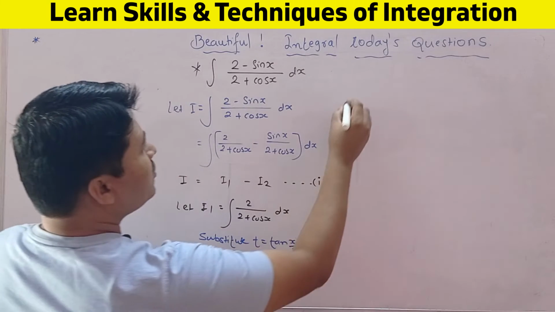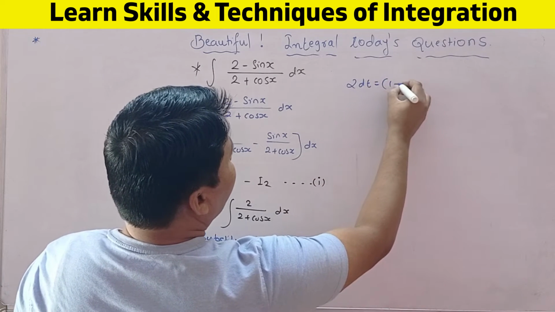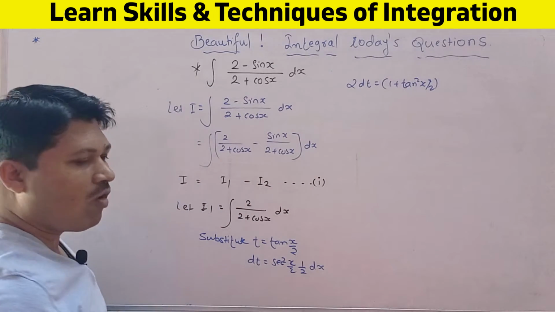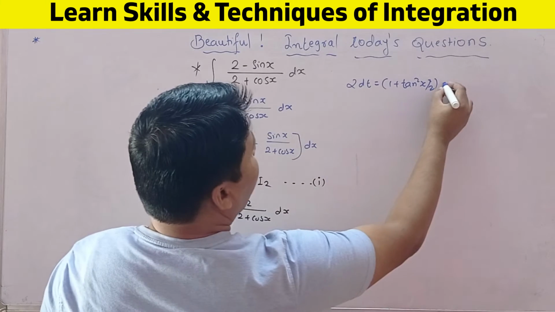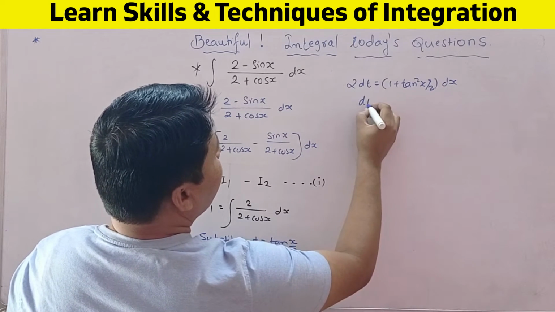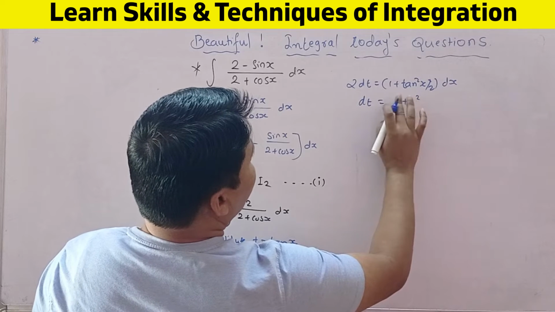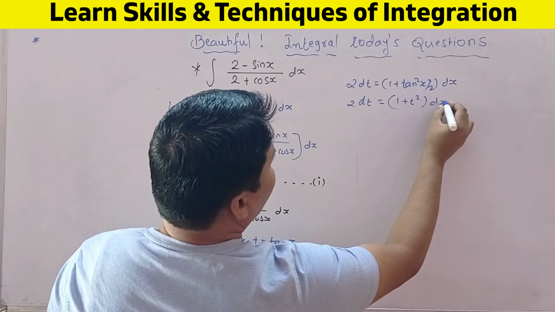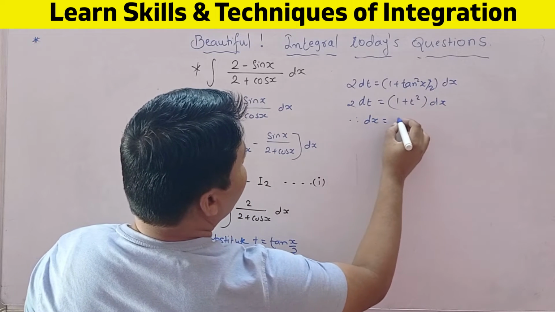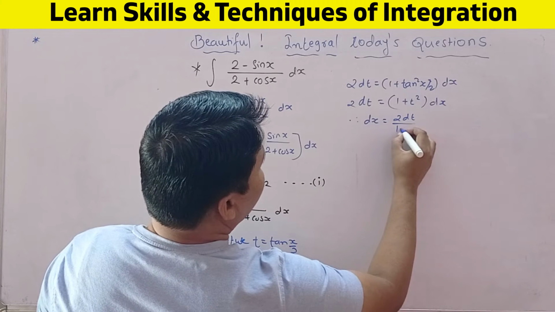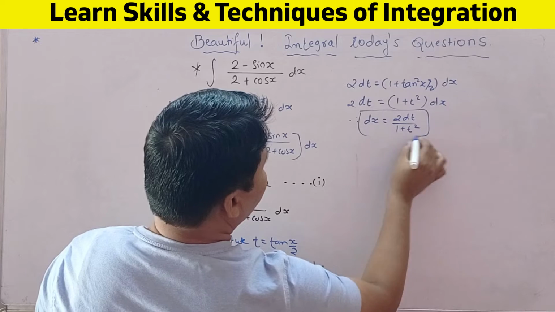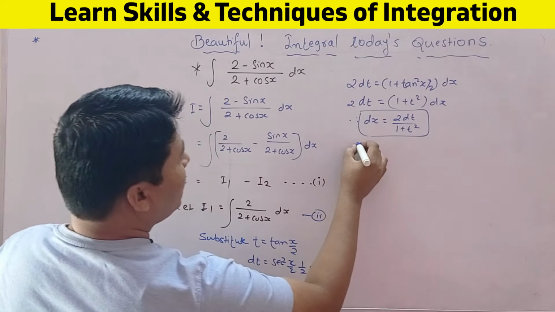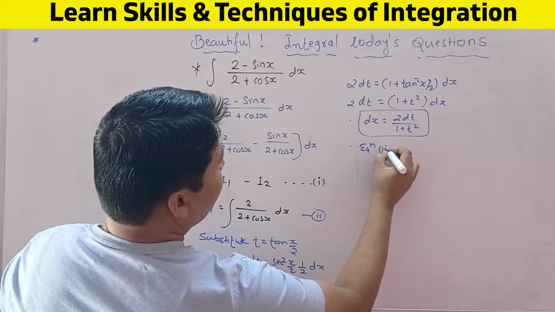Now we can simplify this term. This is 2 dt, and we can write 1 plus tan square x by 2 in place of sec square x by 2. Therefore we get 2 dt equal to (1 plus t square) dx, and we can write dx equal to 2 dt upon (1 plus t square). Now this integral becomes the second integral.